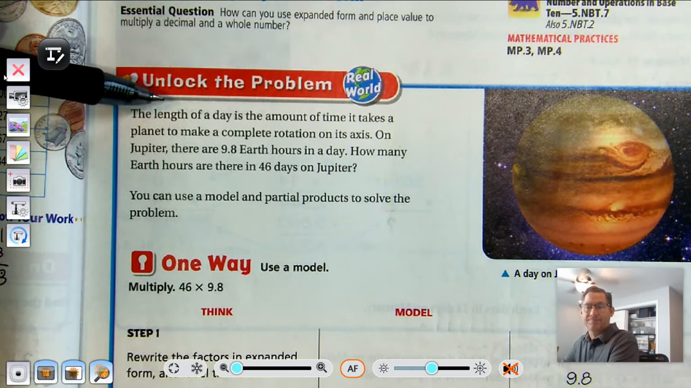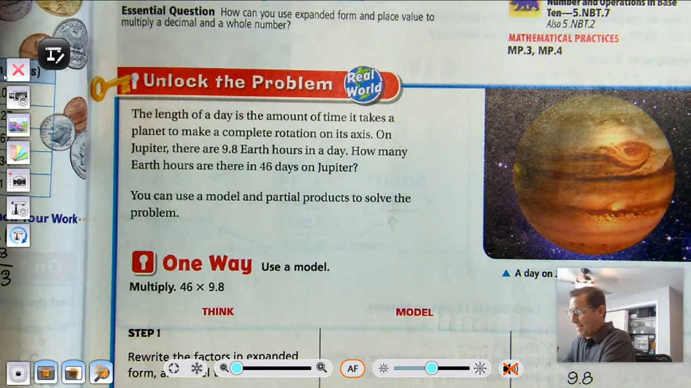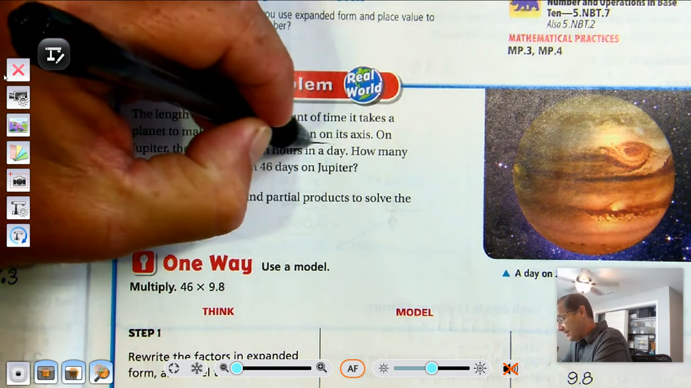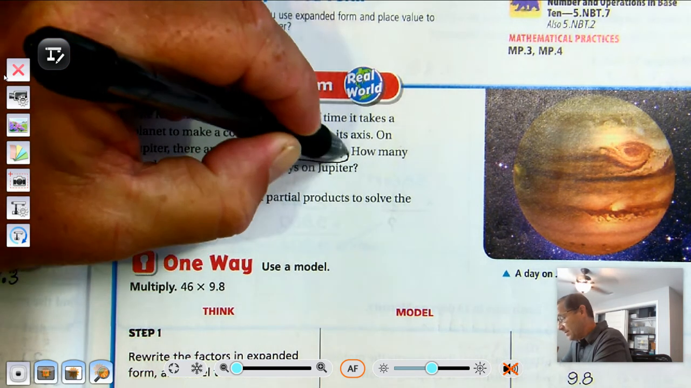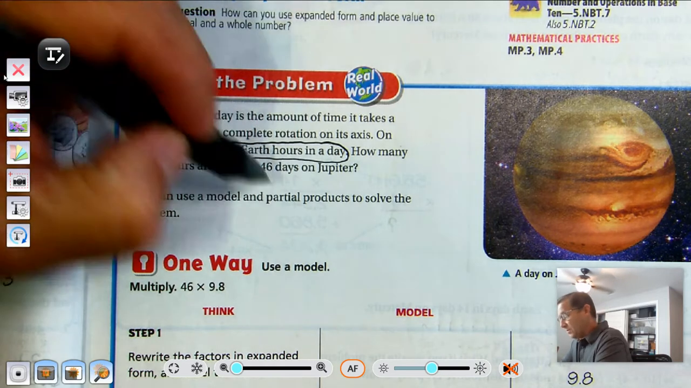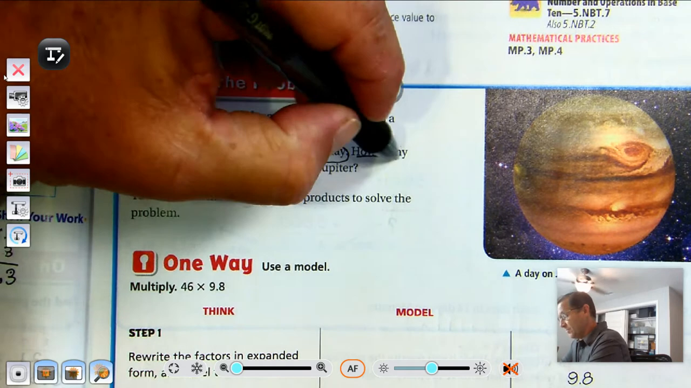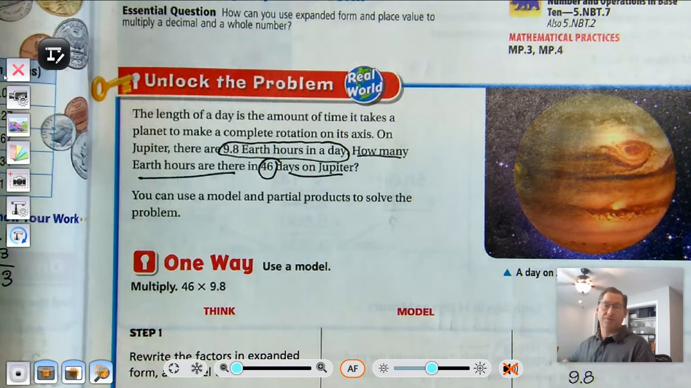The length of a day is the amount of time it takes a planet to make a complete rotation on its axis. On Jupiter, there are 9 and 8/10 Earth hours in a day. How many Earth hours are there in 46 days on Jupiter? So 9 and 8/10 hours in a day, and it wants us to figure out 46 days. So how many Earth hours?